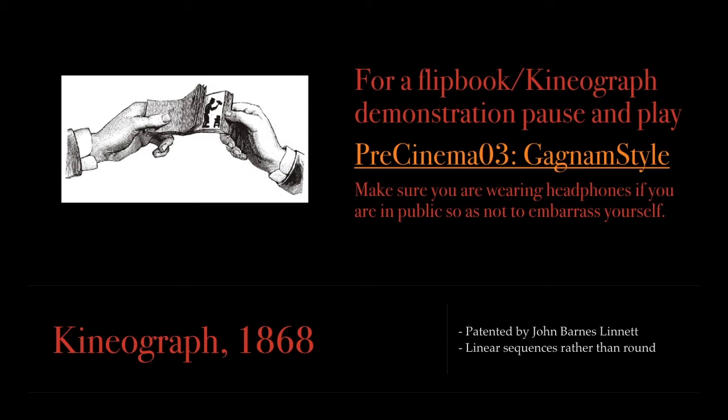The first flipbook appeared in 1868 and was patented by a guy named John Barnes Linnet. He patented it under the name kineograph, which literally means moving picture. These were the first form of animation to employ a linear sequence of images rather than a circular one, such as in the older phenakistoscope. Check out the link for a modern and very wacky take on the kineograph.